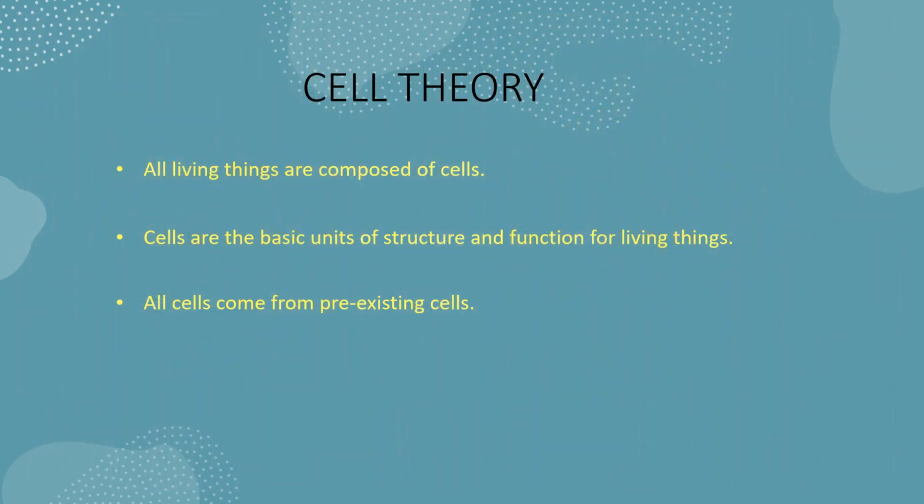We have cell theory, which was proposed by two German scientists, M.J. Schleiden and Theodor Schwann. They stated that all living things are composed of cells. Cells are the basic units of structure and function for living things, and all cells come from pre-existing cells. We need to learn these by heart. We have to write exactly the points because they are statements. Learn them perfectly so that you can perform well whenever you have a test or anything.